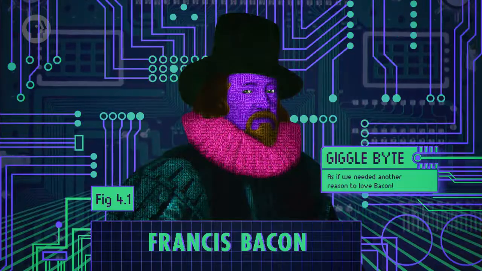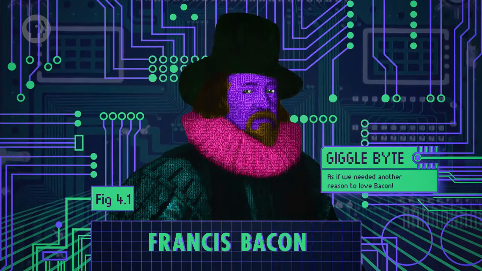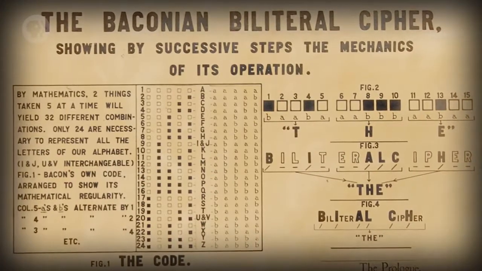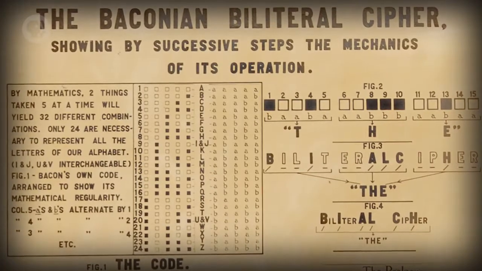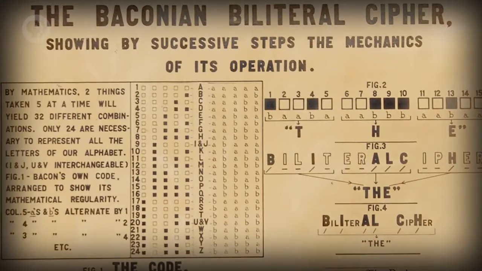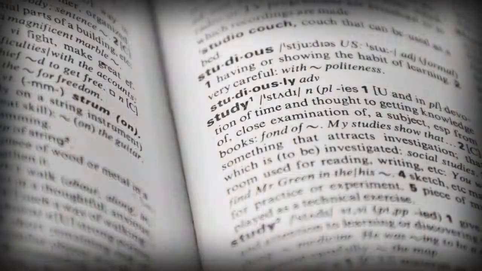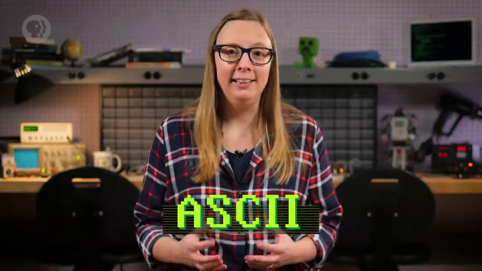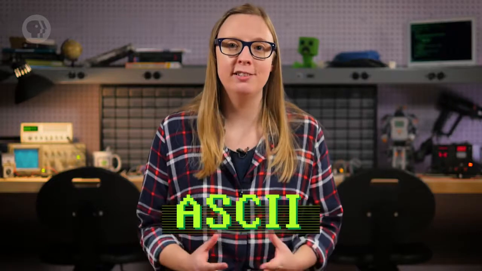In fact, Francis Bacon, the famous English writer, used 5-bit sequences to encode all 26 letters of the English alphabet to send secret messages back in the 1600s. And 5 bits can store 32 possible values, so that's enough for the 26 letters, but not enough for punctuation, digits, and upper and lowercase letters. Enter ASCII, the American Standard Code for Information Interchange.